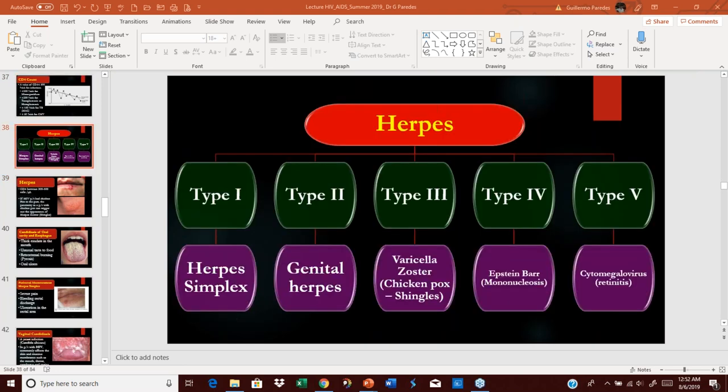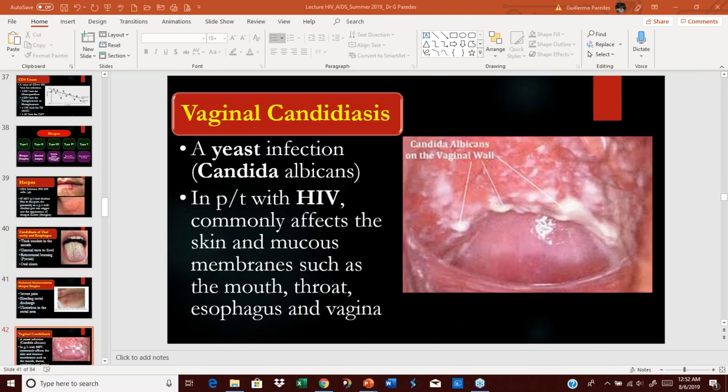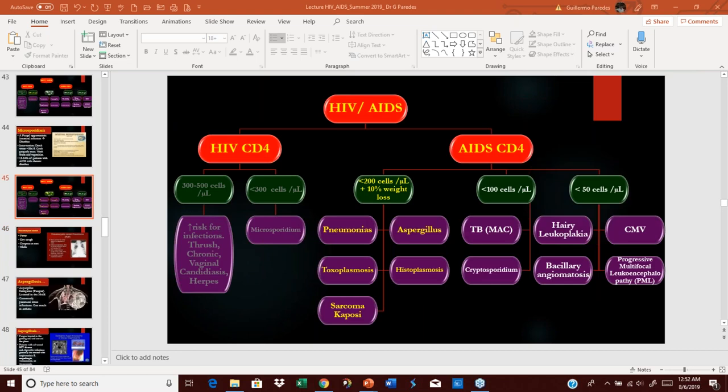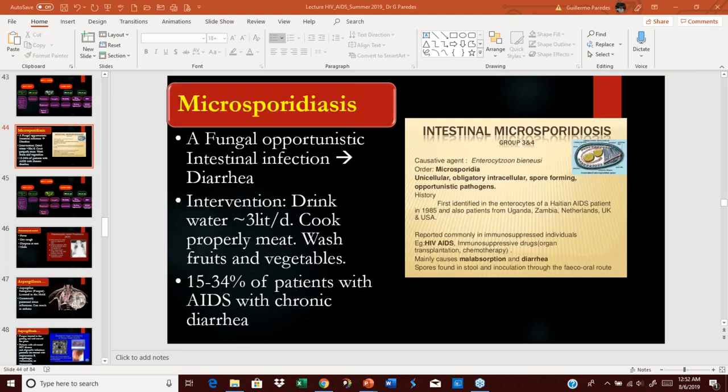So one thing is microsporidiasis. What is microsporidiasis? Microsporidiasis is going to produce diarrhea. The main concern for you, as an intervention for this patient, is diarrhea and loss of fluid, which leads to dehydration and electrolyte imbalance. So at least you need to request the patient to take water, about 3 liters per day, and keep habits like washing fruits and fresh food all the time.